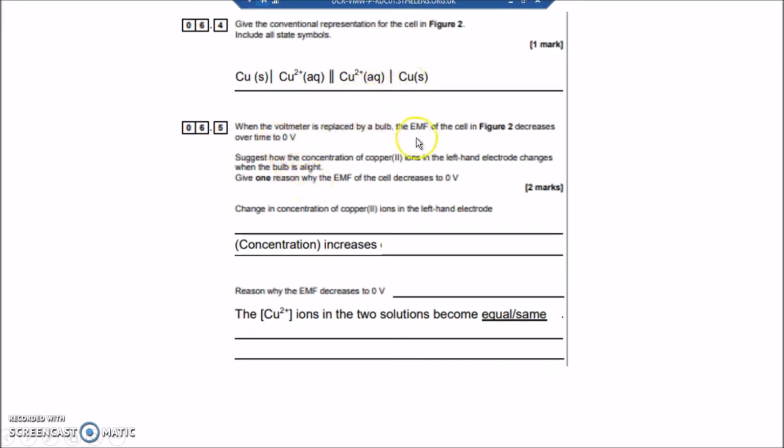When the voltmeter is replaced by a bulb, suggest how the concentration of copper 2 ions in the left-hand electrode changes. The concentration increases because Cu is going to Cu2+. In the right-hand electrode, Cu2+ is going to copper. It's going the other way because this is more concentrated. The reason why the EMF decreases to 0 is because the two solutions will eventually become of equal concentration as the ions move between the salt bridge.